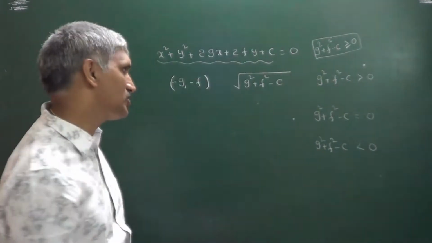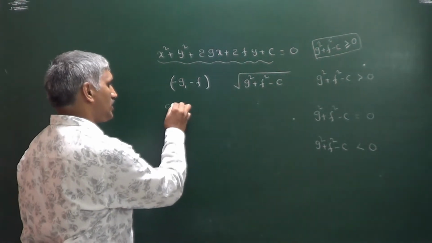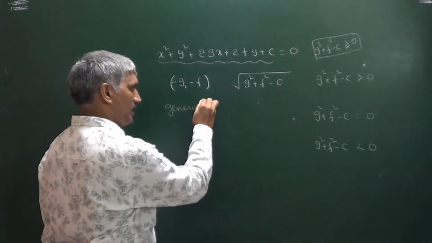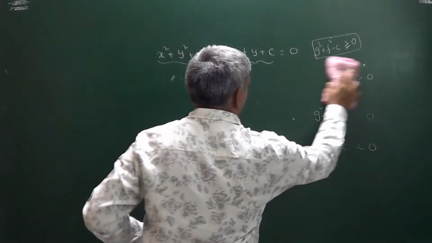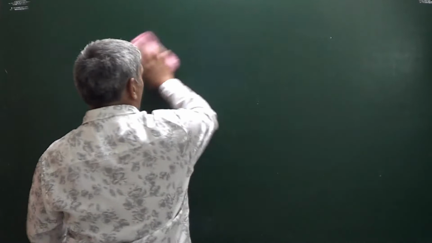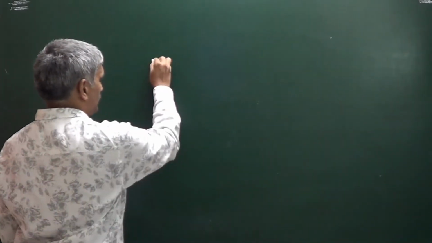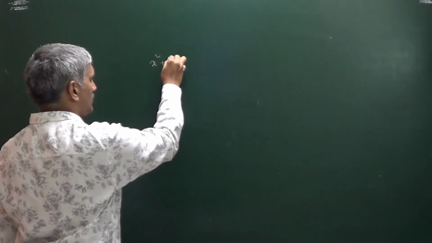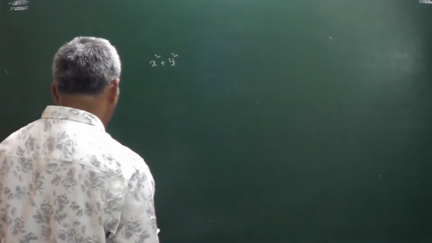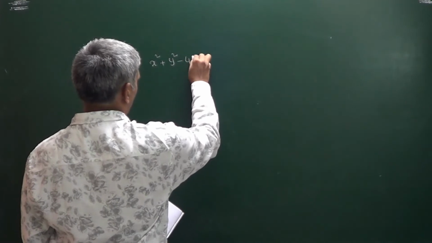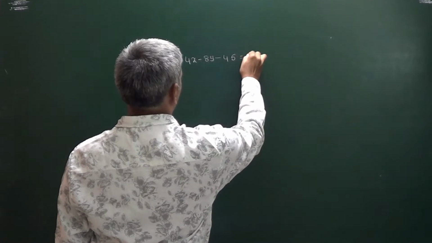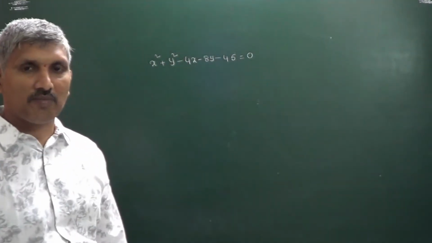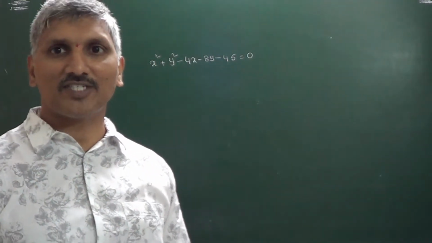So this is called the general form of the equation of a circle. Suppose, observe here, the information is given like this: x square plus y square minus 4x minus 8y minus 45 is equal to 0. Can you tell me what is the center and radius of the circle?